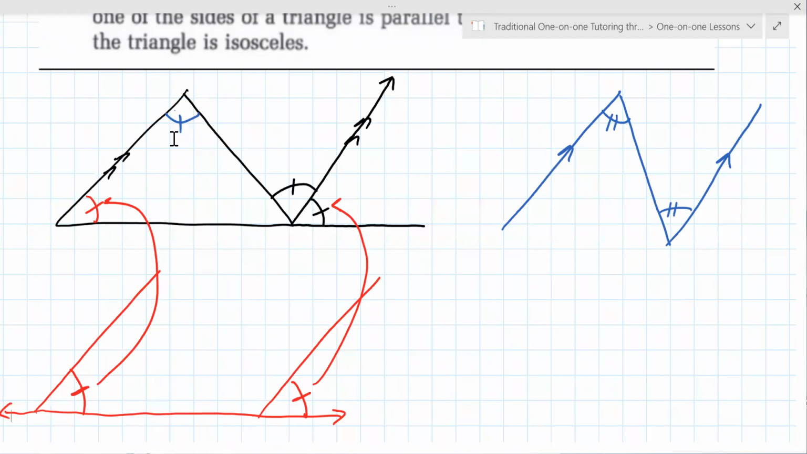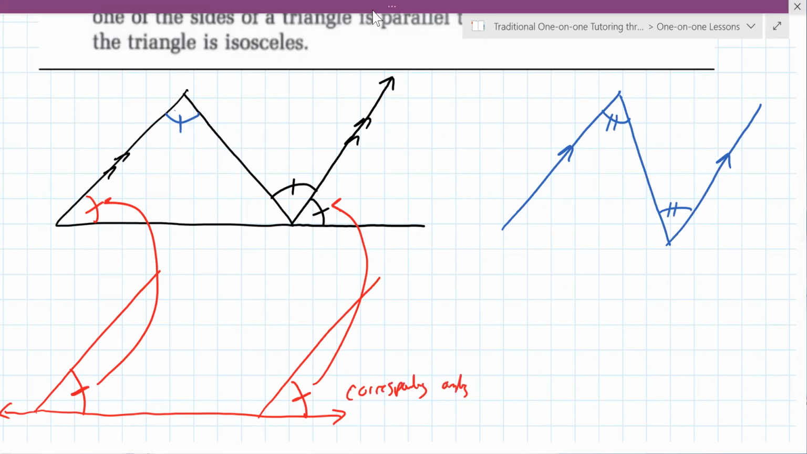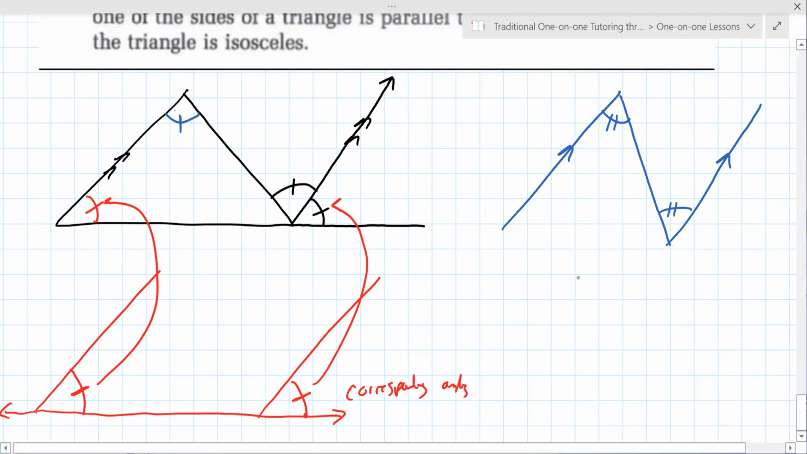This one's all about two parallel lines and a transversal. So this one down here on the bottom is corresponding angles are congruent. Can't forget that. And then the one on the right here is alternate interior.